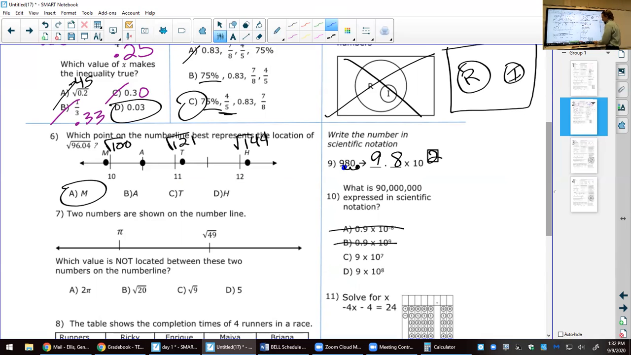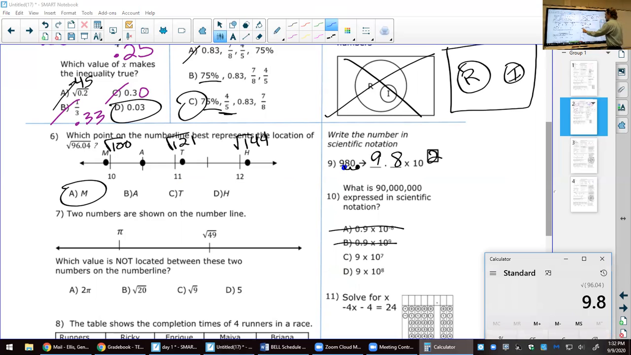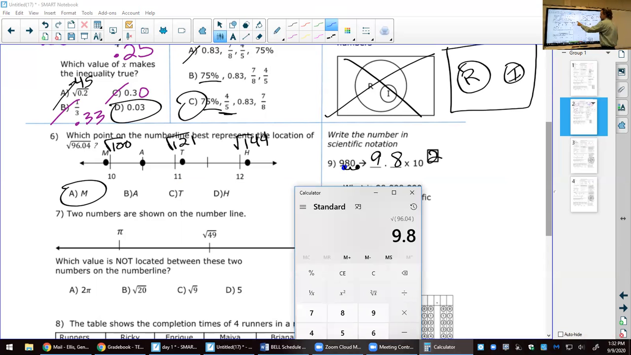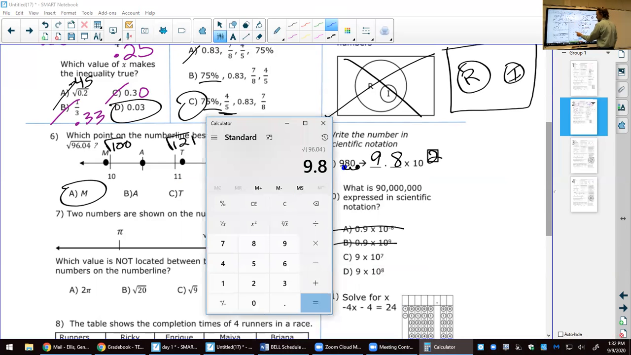And if you want to check that, you can actually type it into your calculator. So you can type, why are they 9.8? Oh, that's weird. Okay, 9.8 times 10 squared is 980, and that's the number that we started. Okay, so it's got to start with something between 1 and 10, then it's always multiplied by 10, and then however many times you move the decimal, that's your exponent.